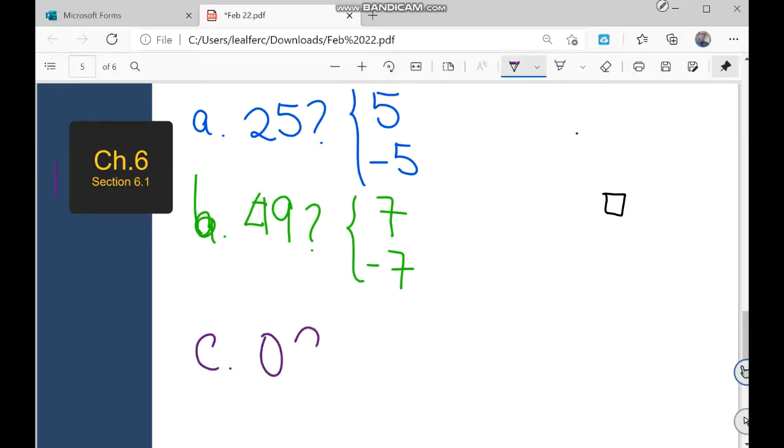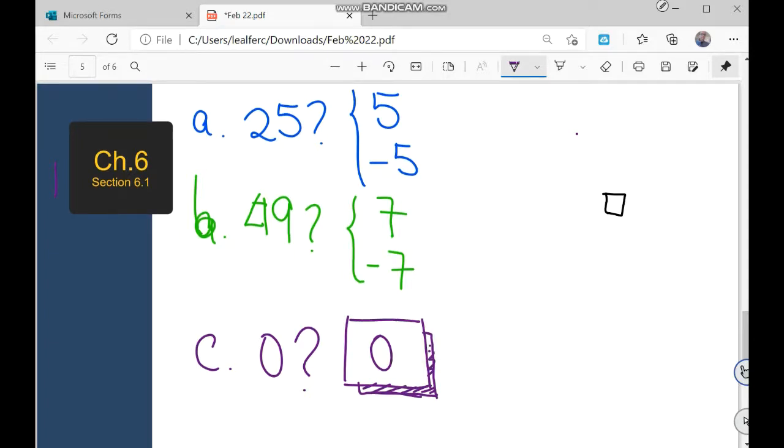What are the square roots of 0? For 0, you have to think about a number that multiplied by itself is equal to 0, and the only number that multiplied by itself is equal to 0 is 0. So 0, as I remember, is the only real number that has just one square root. Okay?